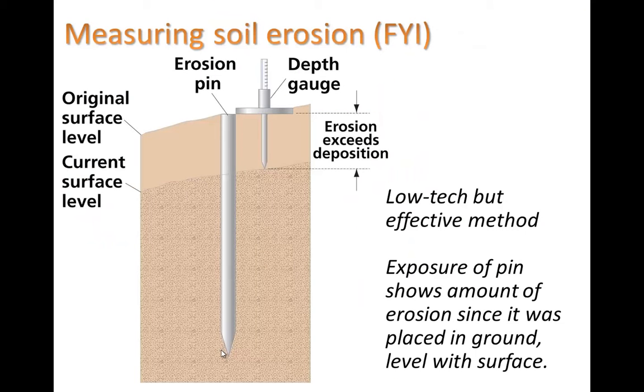Another little FYI here, measuring soil erosion. They have some pretty cool things here. It's called an erosion pin. You stick it in until the top is flush with the soil level, and then you come back later and you see how much of it's exposed. And then you have this depth gauge, which can help you actually measure how much is left.